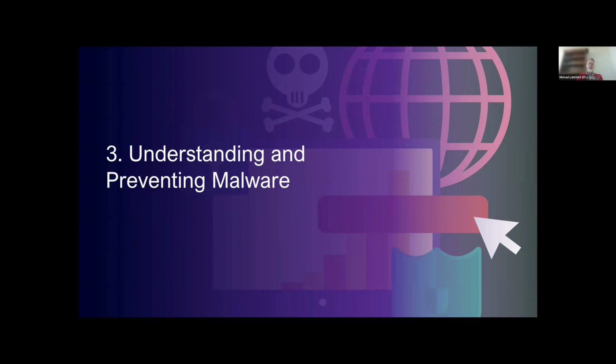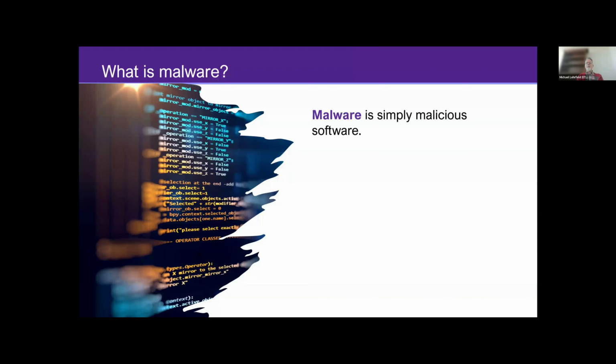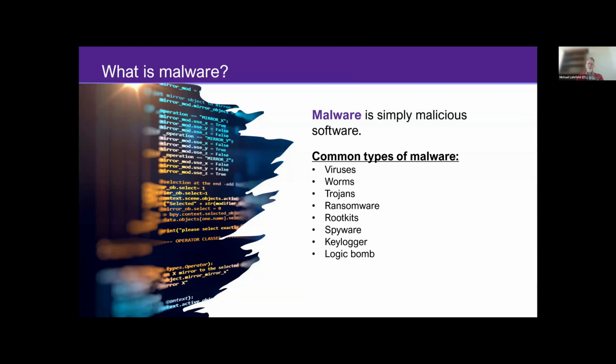So how do we prevent malware from our systems? So malware is simply malicious software. It's just bad stuff running on our computers. There are a bunch of different types of malware.